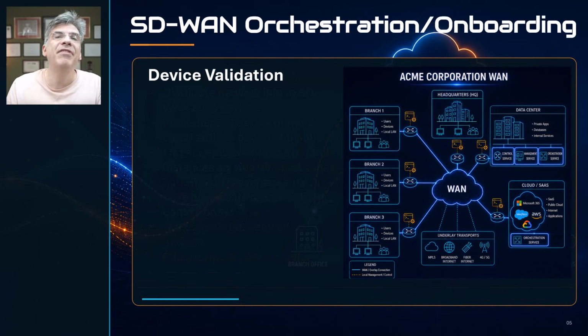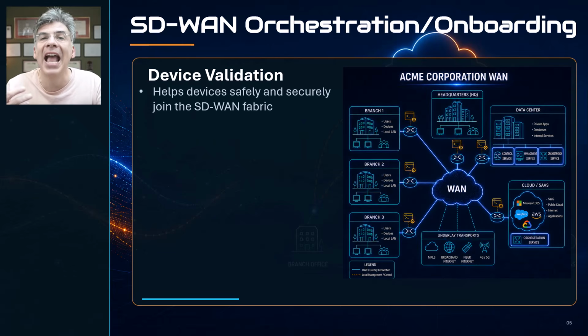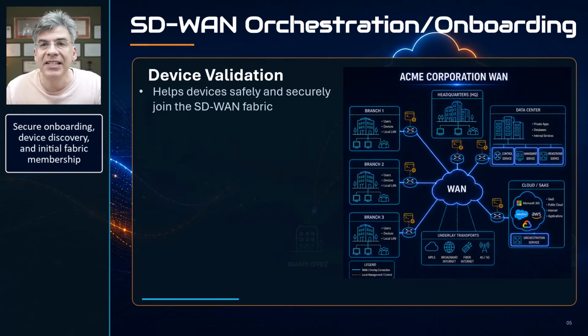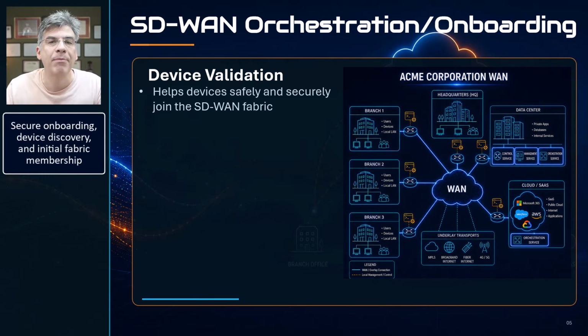Now, third, we have the orchestration function. This is also often referred to as the validation component or the onboarding function. This is the part that helps edge devices initially join the SD-WAN fabric. It helps with secure onboarding, device discovery, and initial fabric membership.